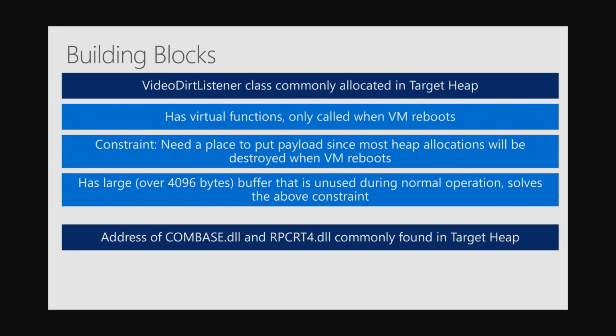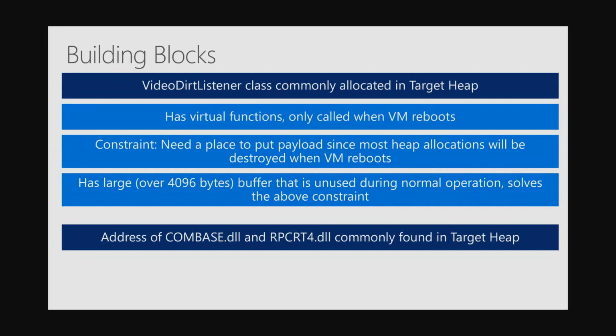It's called the Video Dirt Listener. One really amazing thing about this class is that it's allocated in the target heap, so I can corrupt it. Great, that's like my first requirement, right? Another nice thing about this class is that it has virtual functions. Now, one downside is that those virtual functions are only triggered when the virtual machine reboots. So I once again have the situation where I need to reboot the VM to trigger things. But that's okay, I can work with it.